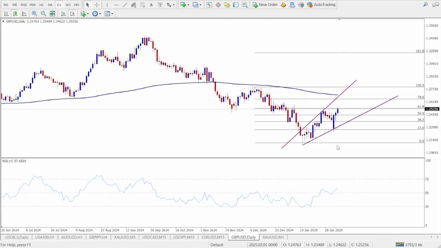Then adjust your position size accordingly. Since long-term trades hold for weeks or months, use a smaller position size to account for wider stop losses. Finally, stay disciplined.